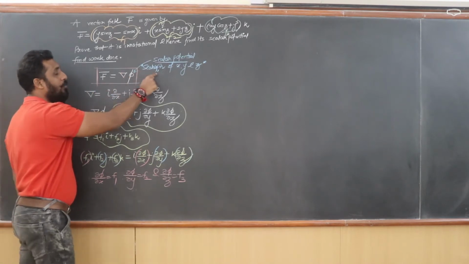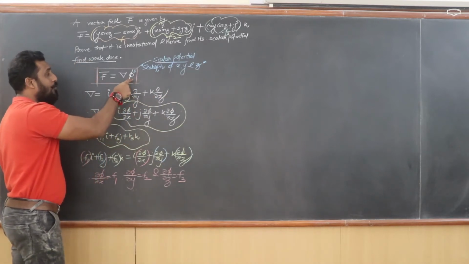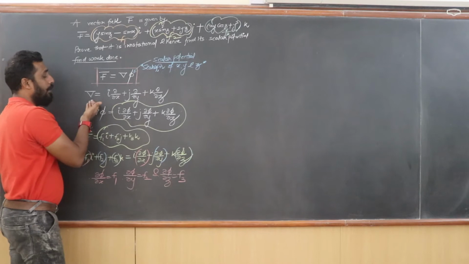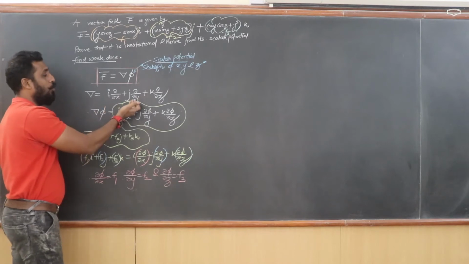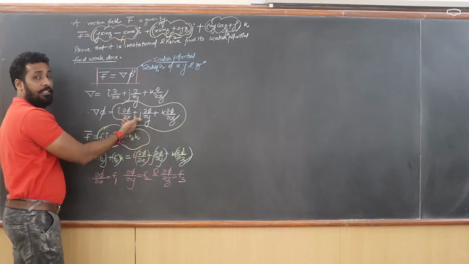So phi is the scalar function of x, y and z. This is what you need to find. This is our target, getting phi. So what I did further, I knew what del was. It was i ∂/∂x plus j ∂/∂y plus k ∂/∂z. Introduce the phi, so it becomes i ∂phi/∂x and so on.